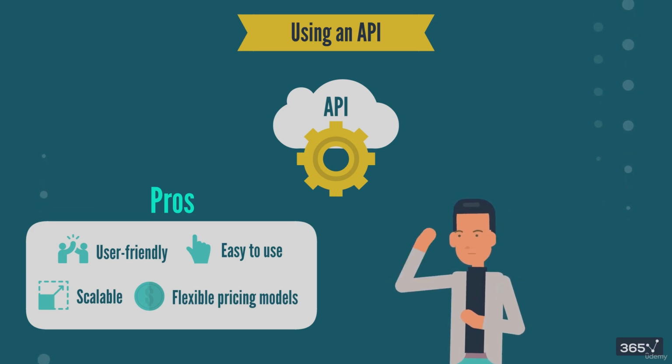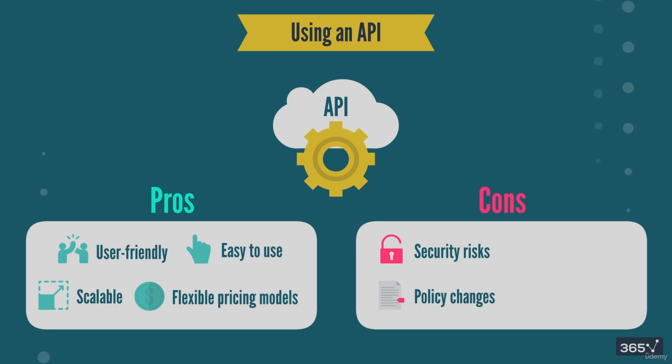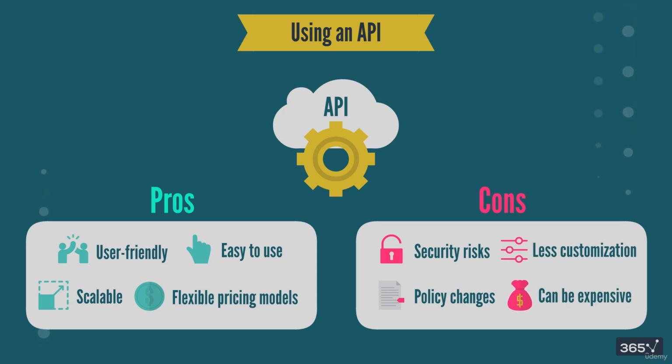But of course, there are drawbacks. Adding an external service introduces risks related to service availability, security, and potential policy changes that could affect your application. Moreover, the scope for model customization is significantly limited compared to self-hosting and can also be very expensive.